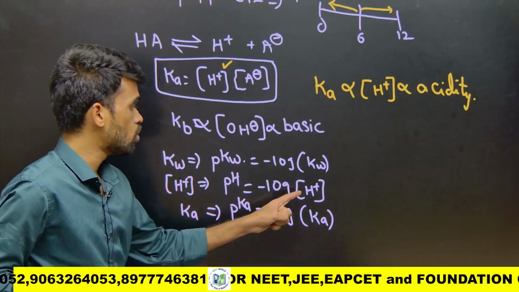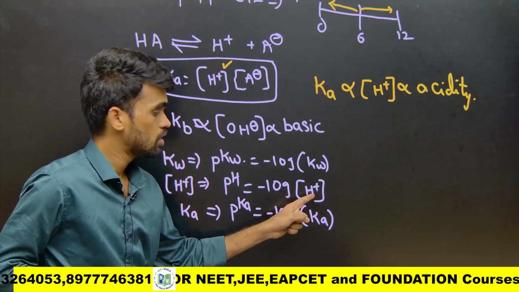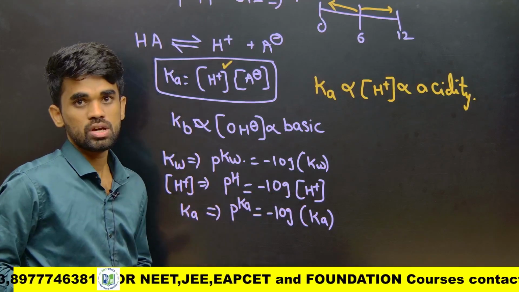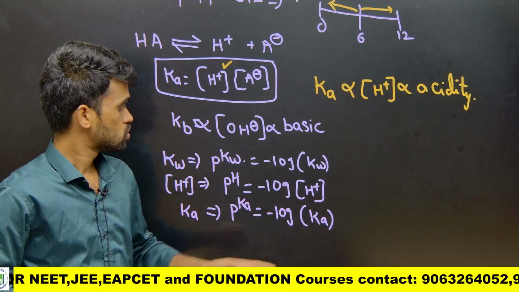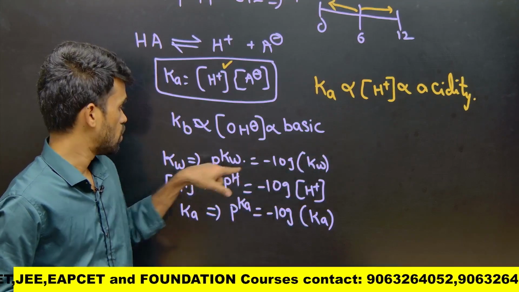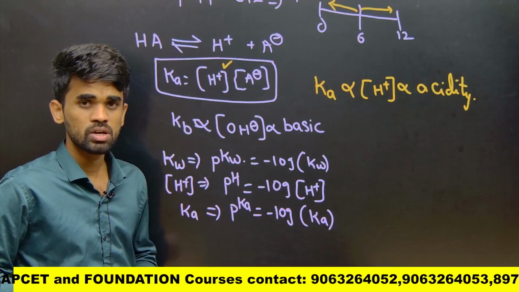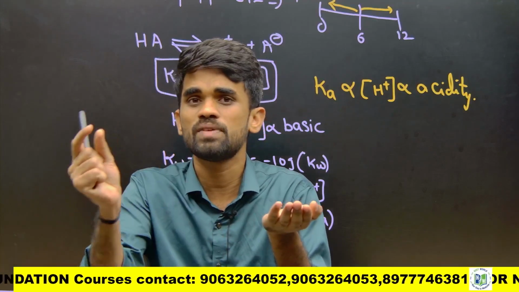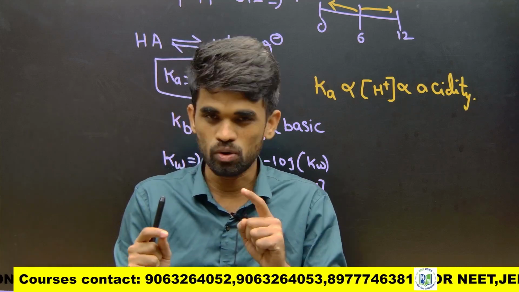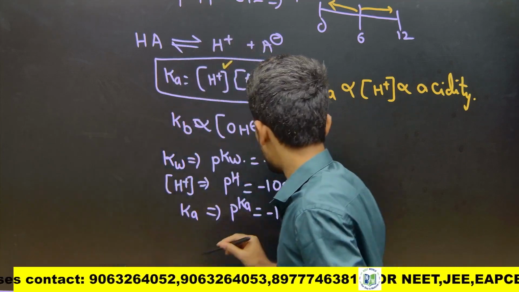See, the more the H plus ion concentration, the lower is its pH. The more acidic a substance, the lower is its pH value. So higher H plus ion concentration means more acidic, so its pH value will be less. Hope it is clear.